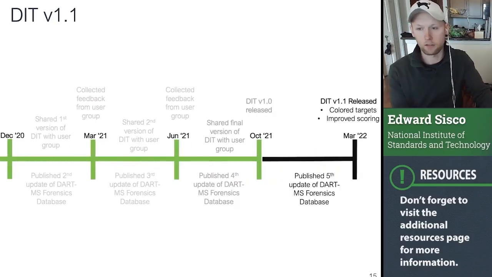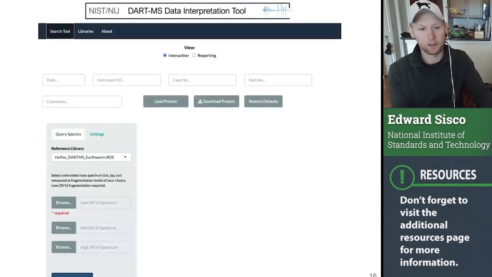We just released a few weeks ago version 1.1 that has some minor tweaks to scoring to help improve scoring, and then also coloring targets, which we'll show you in the next slide, colored targets for things that we can identify versus what we can't identify in the database. And then finally, we have the next obvious update, which Arun talked about earlier, Earthworm for the DART mass spec database. So you may be asking how this all works and what this looks like.